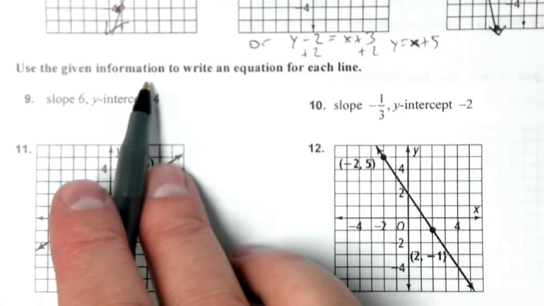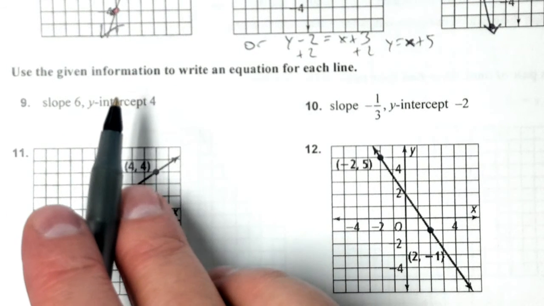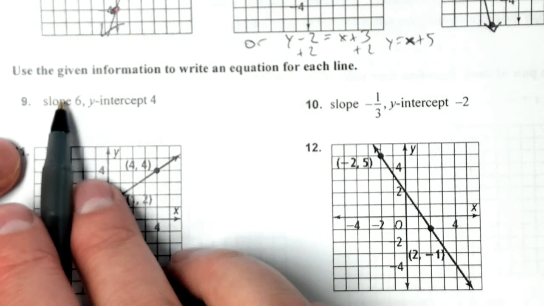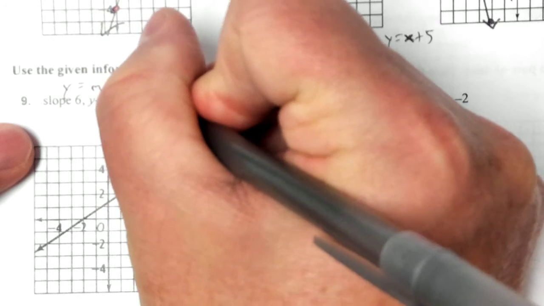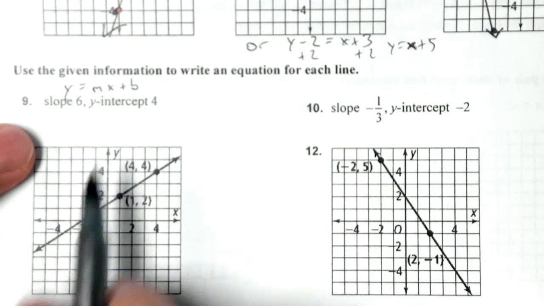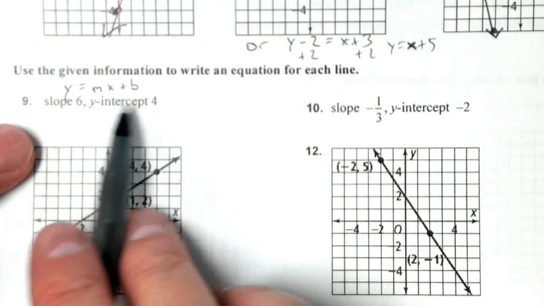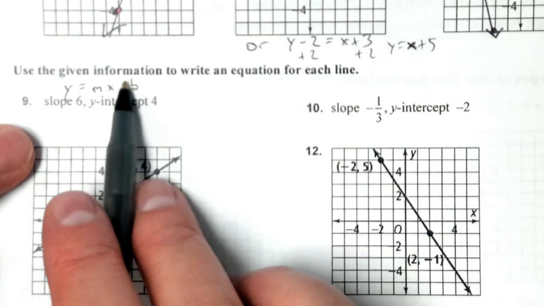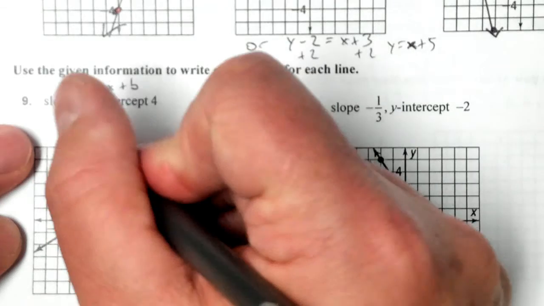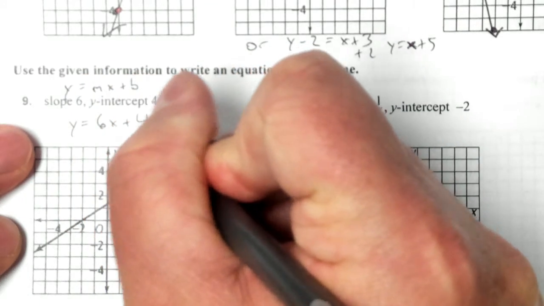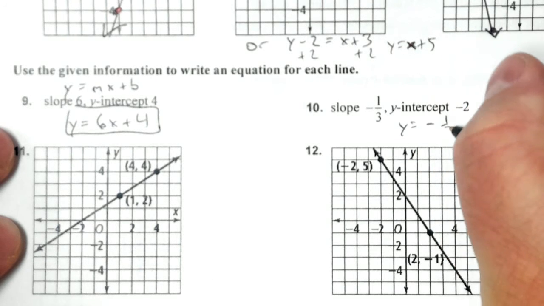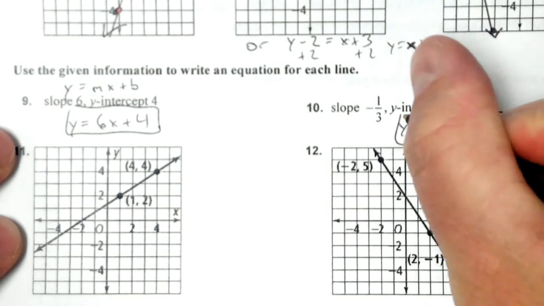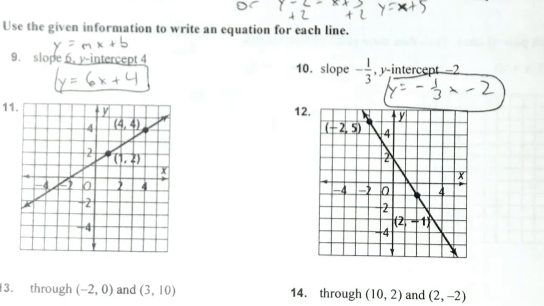Now this one says use the given information to write the equation for the line. Since this is the slope and the y-intercept that's given, you want to do y equal mx plus b. This is probably the easiest type of problem because you know m is the slope and b is the y-intercept. So you just say y equals 6x plus 4 and you're done. And on this one, y equals negative 1/3 x minus 2. So again, those are the easiest type.